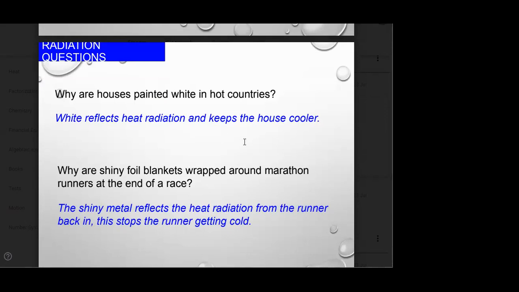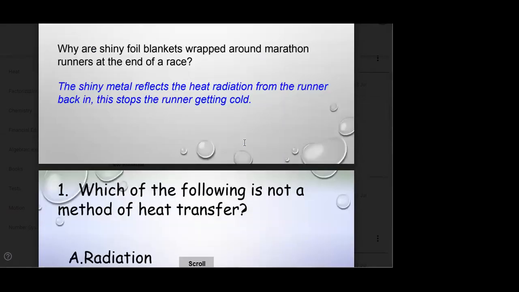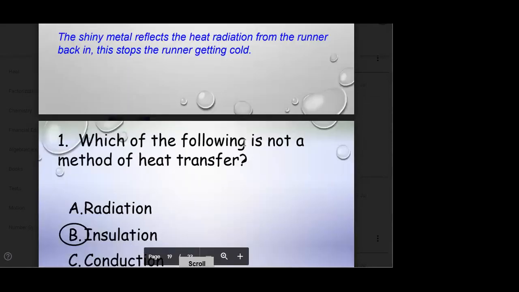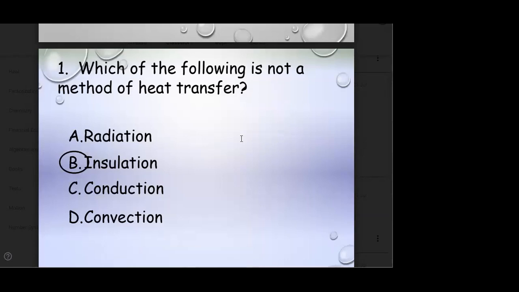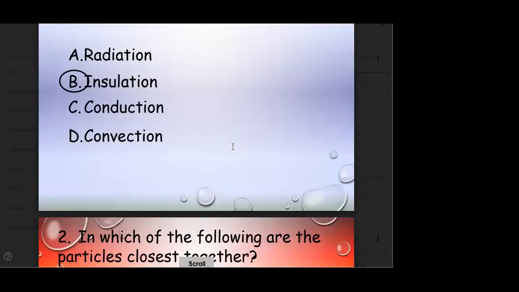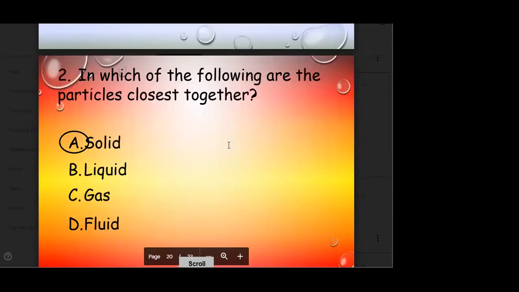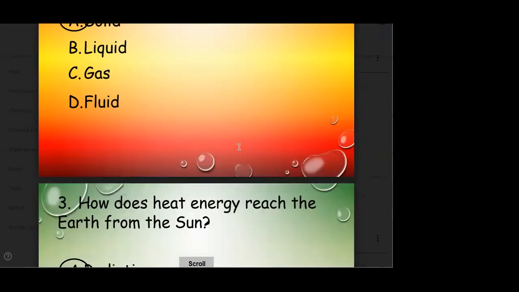So I guess all of you can answer these simple questions. Which of the following is not a method of heat transfer? Insulation. Correct. The answer is already given, right? Sir, don't show the options. If I don't show the options, then how will you get to know? Anyways, we will try to answer without options.